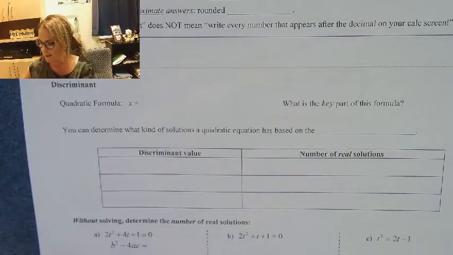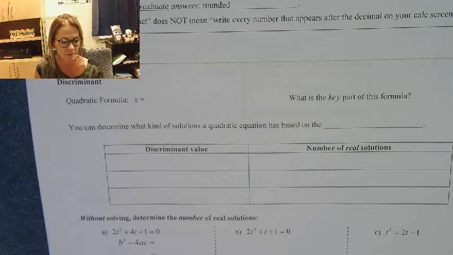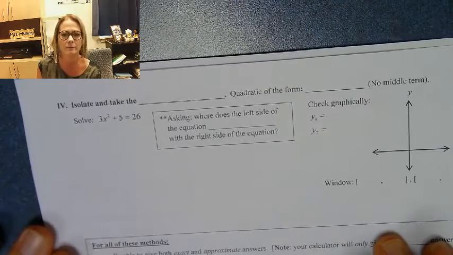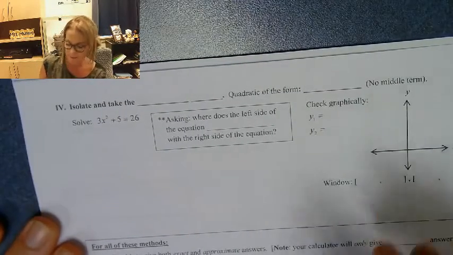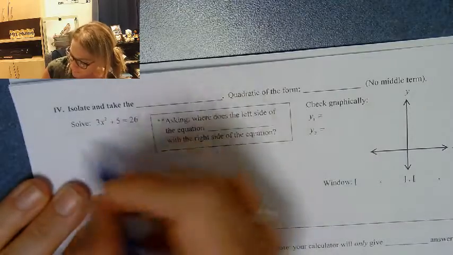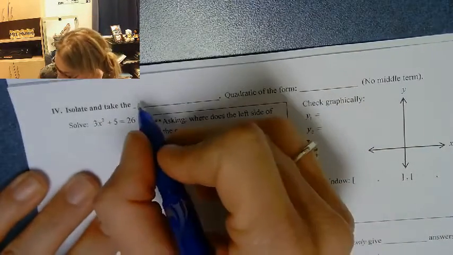Okay, so let's see what we got over here. The last method here is the square root theorem. I mean, we use the square root theorem with completing the square, but the perfect use for the square root theorem is when you don't have an x term. So isolate and take the square root.